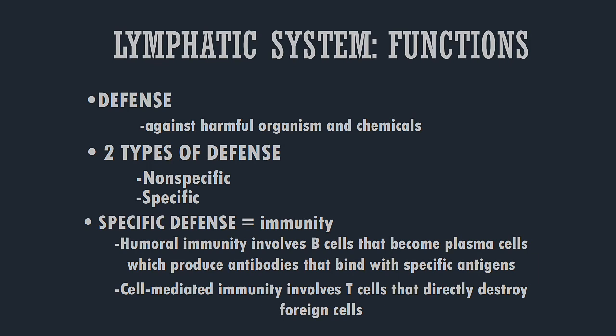Humoral immunity involves B cells that become plasma cells, which produce antibodies that bind with specific antigens. Cell-mediated immunity involves T cells that directly destroy foreign cells. B cells produce antibodies used to attack invaders, while T cells produce cytokines and regulate the immune response.